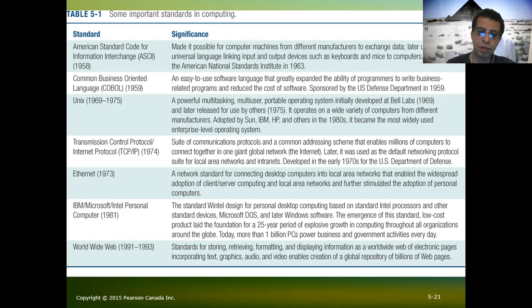Then we have TCP/IP, which is the protocol, the transmission control protocol and internet protocol. It's like a tag to know who is sending what. It's a suite of communication protocols and a common addressing scheme that enable millions of computers to connect together in one giant global network, the internet. Later, it was adopted as the default networking protocol suite for the local area network and intranet, and was developed in 1970 by the US Department of Defense.